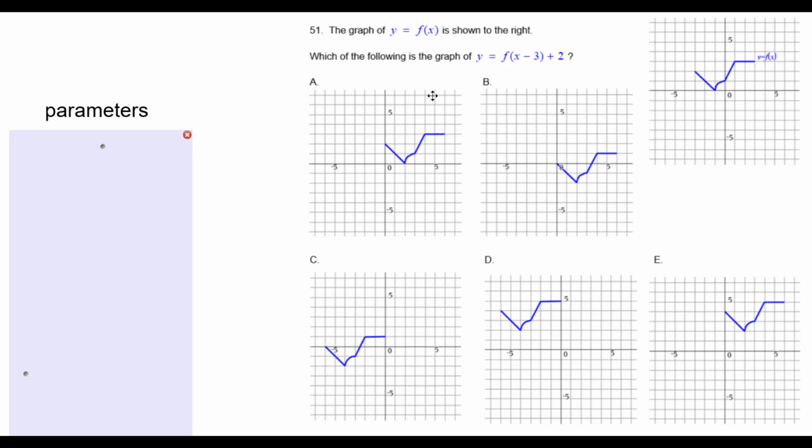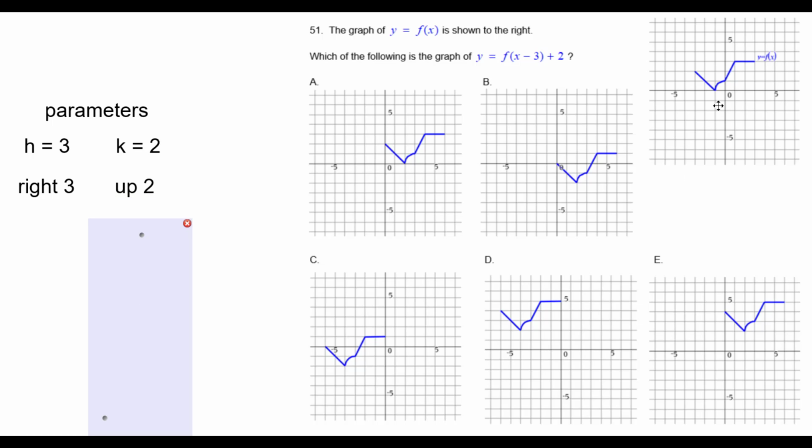So let's look at the parameters here. This is a generic piecewise function, not one that people really know. So we're trying to see if you understand transformations generically. H is positive 3, K is positive 2. If H is positive 3, that means this graph is shifted to the right 3 units, and the plus 2 is up 2 units.